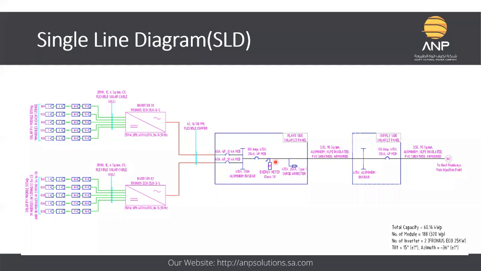Similarly, another data that you can get from the single line diagram is the number of cables, their dimensions and their types. For example, on the DC side, the cable is a 4 square mm cable. Then after the inverter, it's a 16 square mm 4 core flexible copper cable. Then afterwards, it's an aluminum cable.